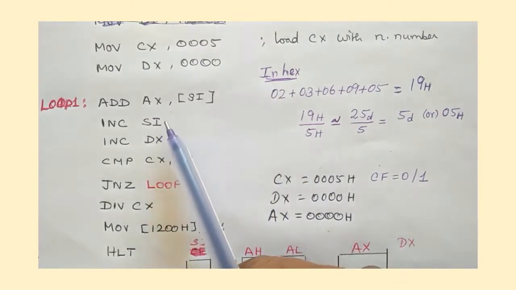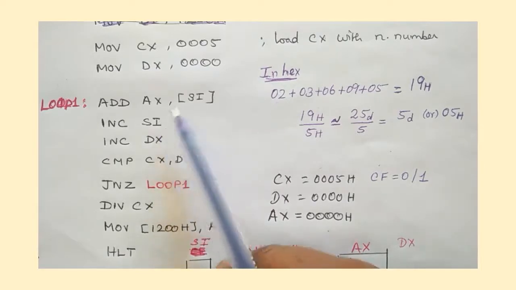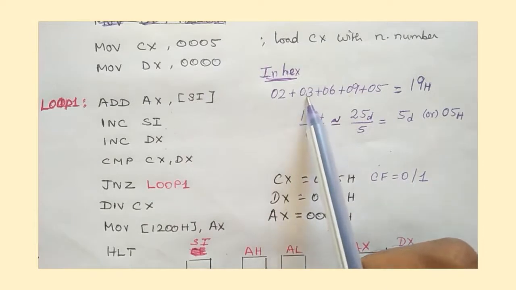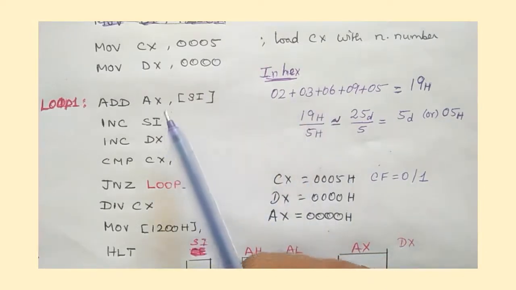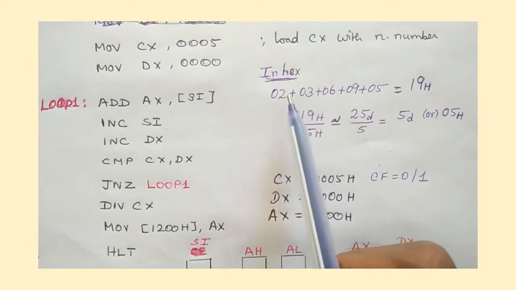After that, I am incrementing the SI register and DX register. Now SI becomes the next location. It points to the next location where the data 3 is available. Now again, the 3 is added with the previous value 2, and I get the number 5.